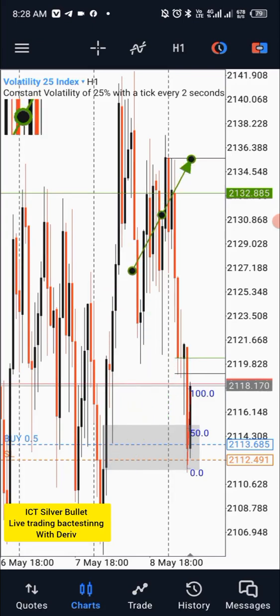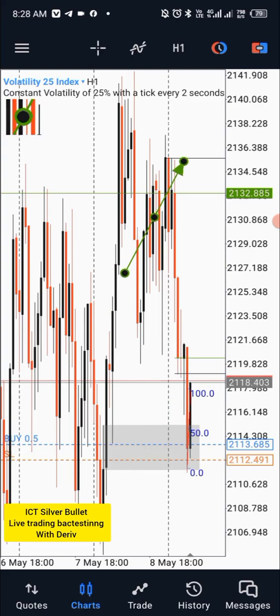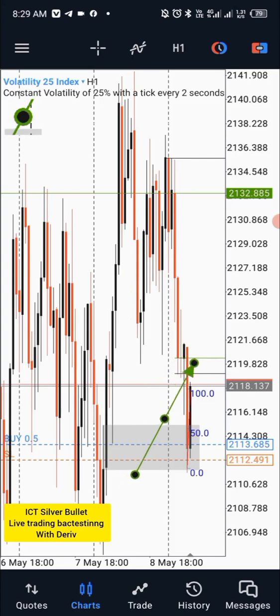Now if you look very well, I have this green line here, and this green line here. This green line here is the high of my opening candle, the 4 hours candle, which started at 1 a.m. Nigerian time. That's 12 o'clock, and this is the low. If you count, I have just 4 candles here, since I'm on the 1 hour time frame.